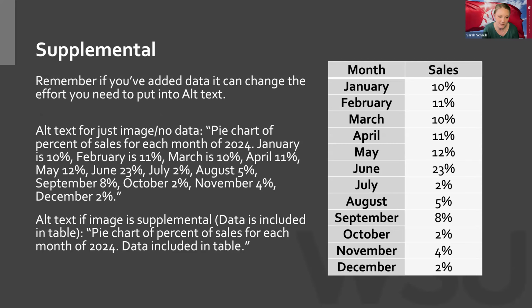Or the alt text for the image, if it's supplemental and the data is included in a table, as in the example I've provided on this page with the month and sales data for January through December. Then you would just need to include the alternative text for the pie chart that says: pie chart of percent of sales for each month of 2024, data included in table. So you're directing the user to the data that's included in the table, therefore not needing to make that chart or graph accessible on its own.